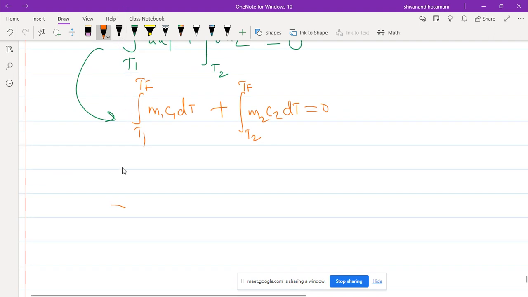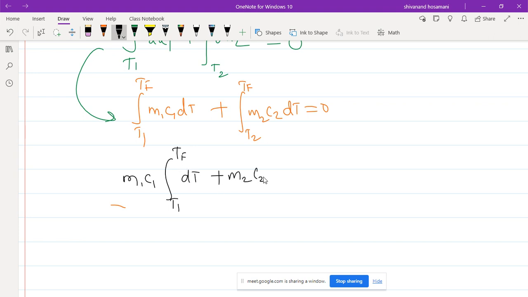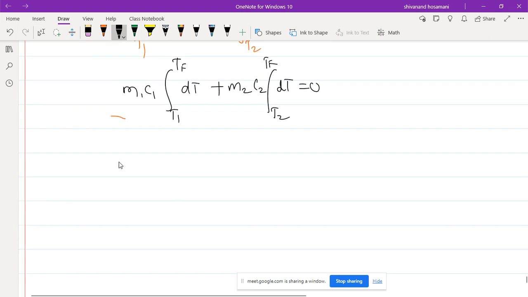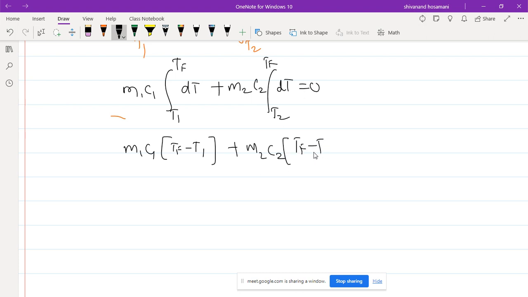I can integrate this as m1 c1 integration over T1 to TF of dT, plus m2 c2 integration over T2 to TF of dT, that is equal to 0. So here I can rewrite that as m1 c1 (TF minus T1) plus m2 c2 (TF minus T2) that is equal to 0.